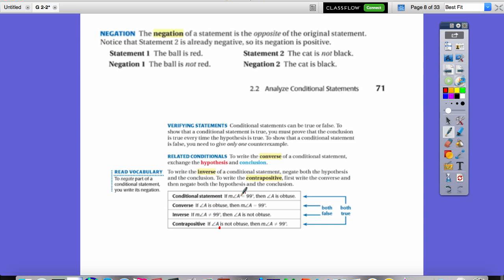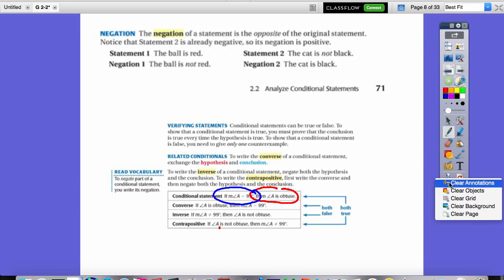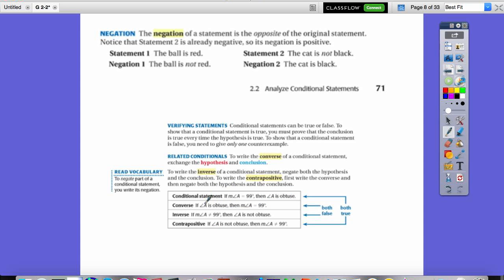If the measure of angle A is 99 degrees, then A is obtuse. If I switch those orders and put the conclusion first, if angle A is obtuse, then its measure is 99 degrees. Well, that's not true. It's the converse of the statement. The conditional statement is true. Converse is not.